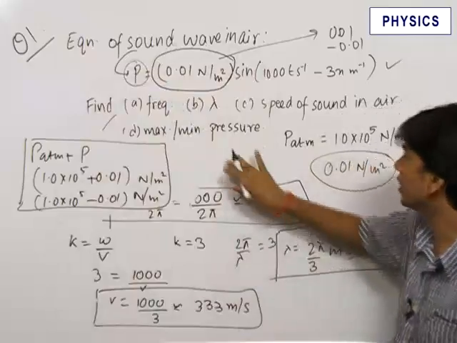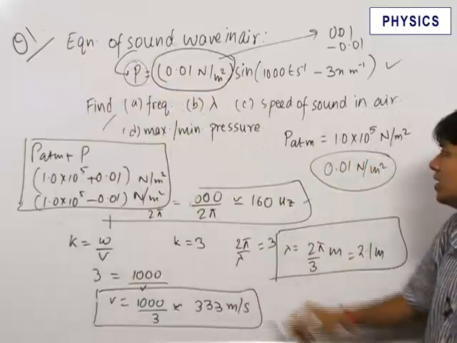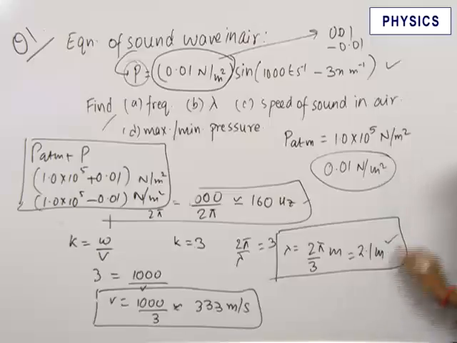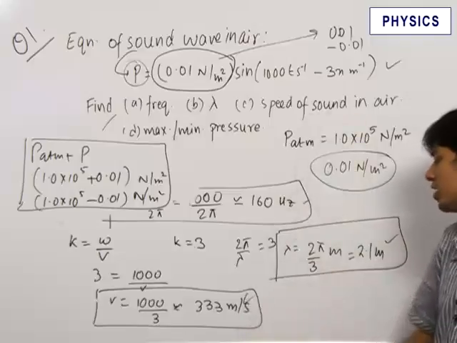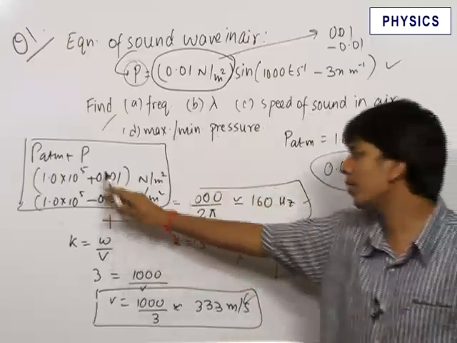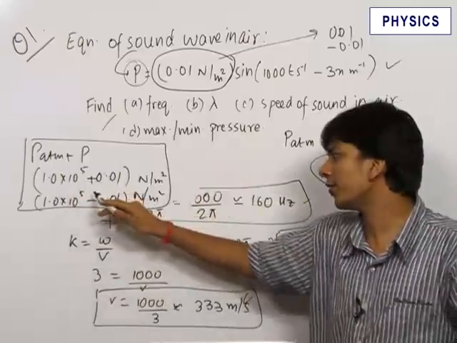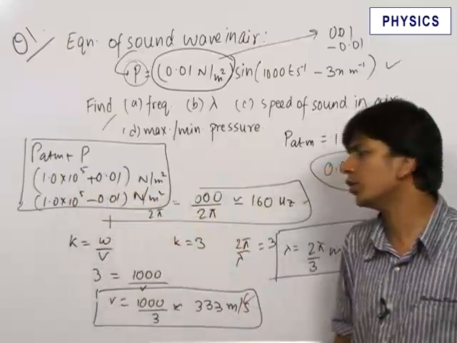So our final answer for the frequency came out to be 160 hertz. Lambda came out to be equal to 2.1 meters. Speed of sound came out to be 333 meters per second and maximum and minimum pressure came out to be 10 raised to 5 plus minus 0.01 newtons per meter square.